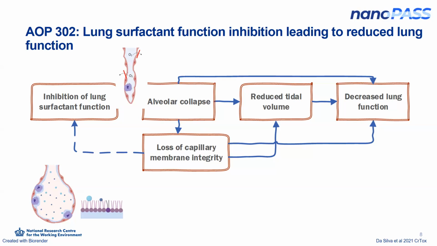And this reduces the surface area you have in the lungs for exchanging gases between the air and the blood. It also reduces the tidal volume, so how much you are breathing. But since you are still breathing, hopefully, this can open the alveoli that are collapsed. However, when this happens, it puts a lot of shear stress on the cells that are covering the alveoli, and then you can have a loss of capillary membrane integrity, which means that blood components can leak into the lungs, and the blood components will further inhibit the lung surfactant function. And all of this together leads to decreased lung function.